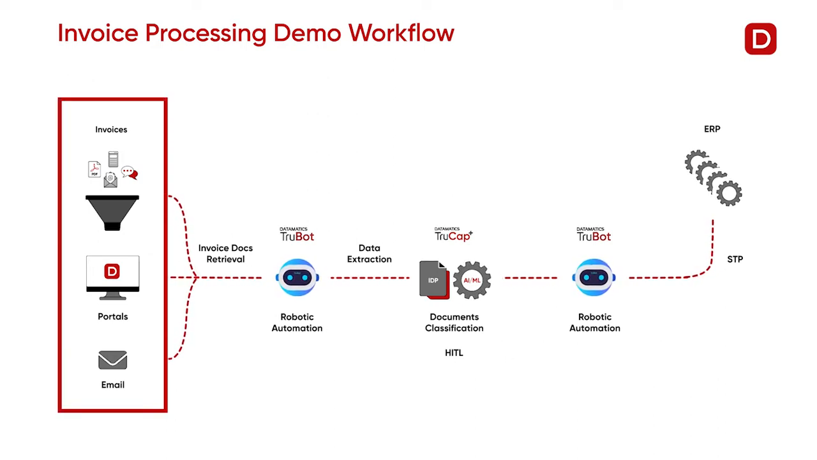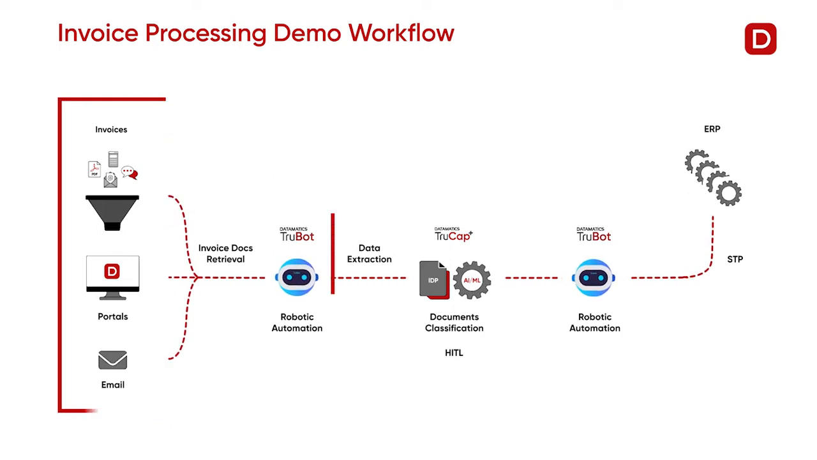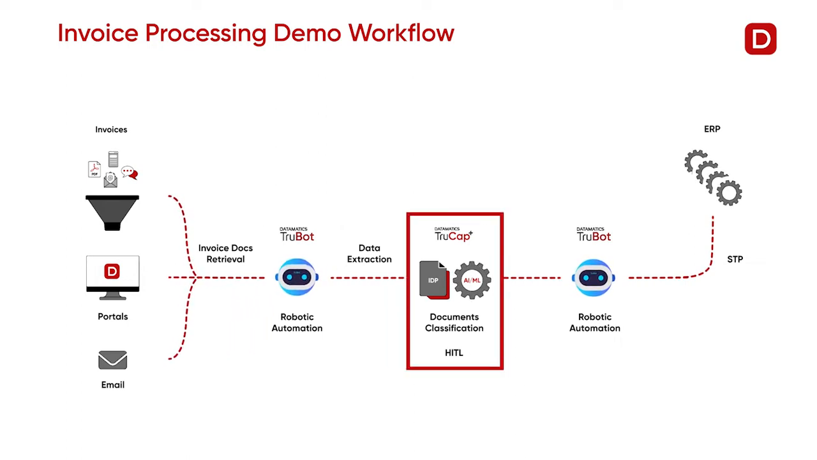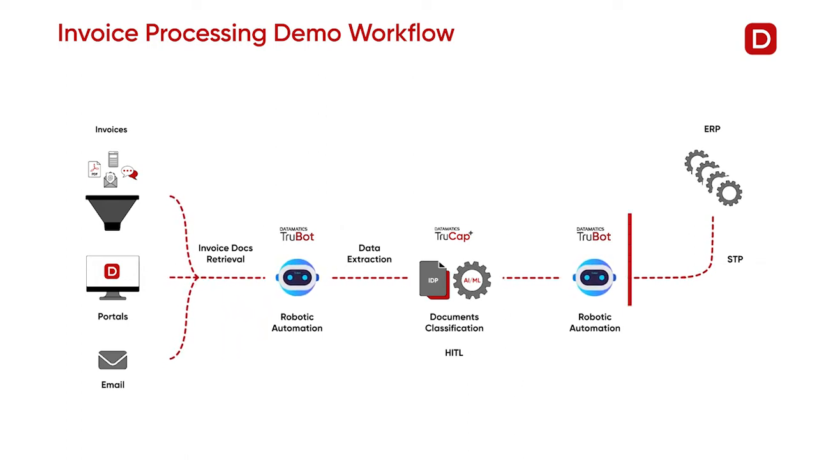In this use case, the user generates an invoice and emails it to a designated email ID. Here, a bot retrieves these invoice documents from the email. TrueCat Plus then extracts all the invoice documents' data. TrueBot RPA uses the extracted data for further processing.